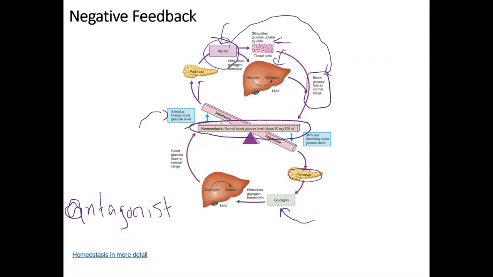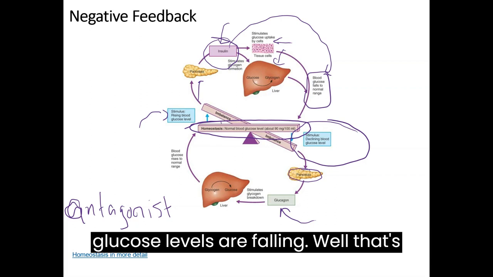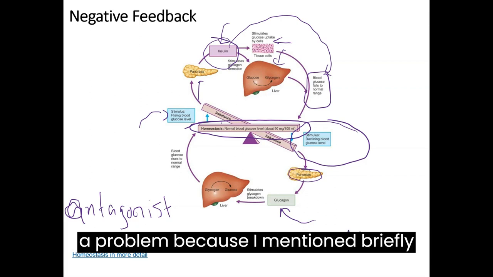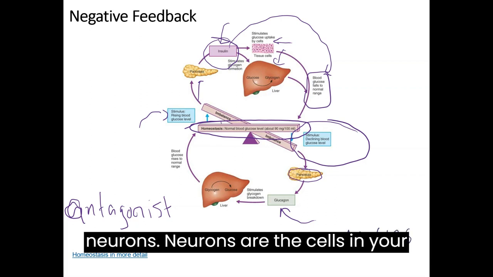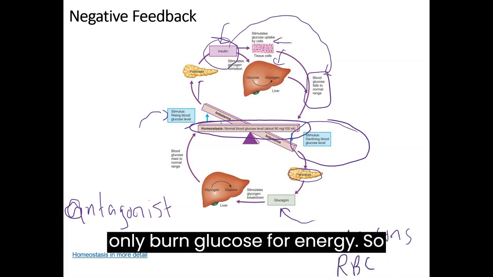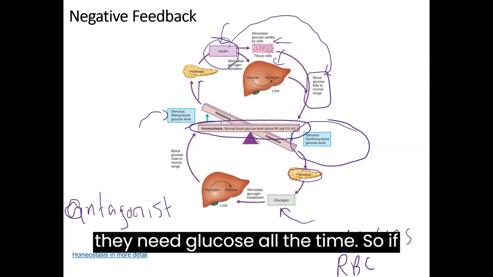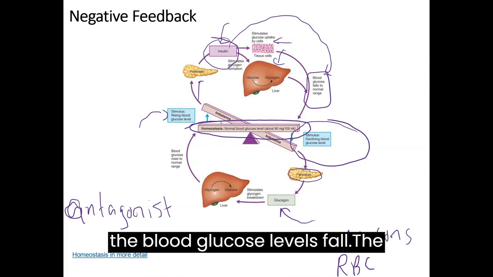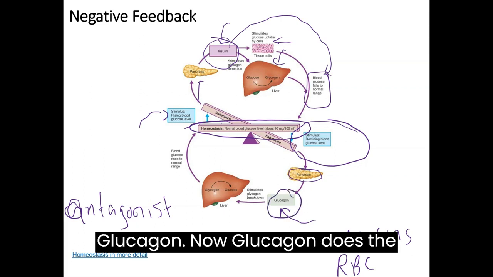Or what if you haven't eaten? So you haven't eaten, your blood glucose levels are falling. Well, that's a problem because I mentioned briefly neurons, right? Neurons are the cells in your brain, and red blood cells can only burn glucose for energy. So they need glucose all the time. So if the blood glucose levels fall, the pancreas is triggered to release glucagon.